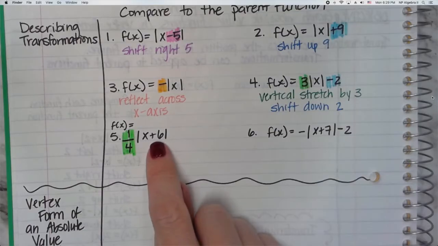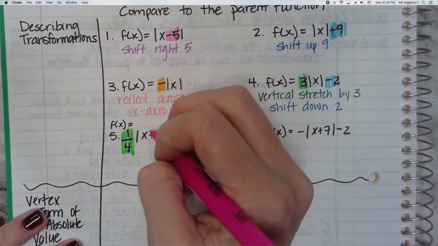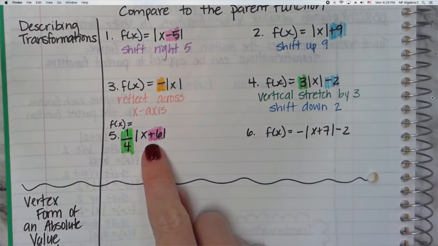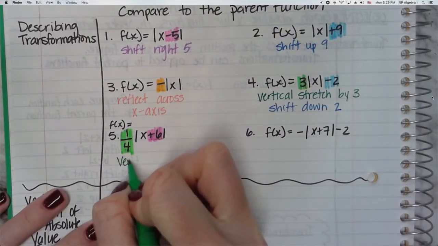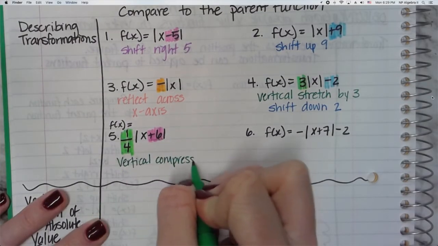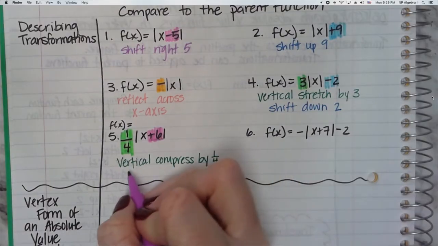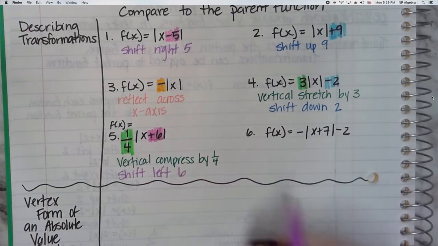And then what does the positive 6 on the inside mean? Well, that's a horizontal shift, and we're looking at the opposite. So even though it's a plus, really that means shift left 6. So we've got shift left 6, and then this will be a compress, vertical compress. So vertical compress by 1/4, shift left 6.